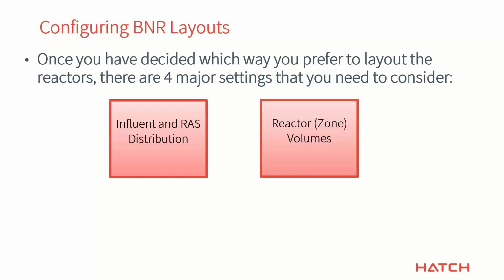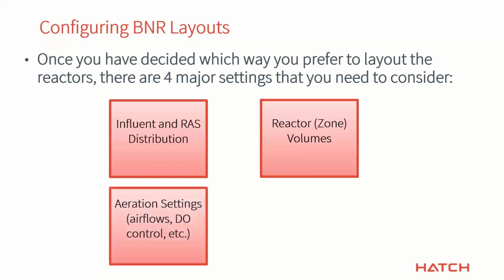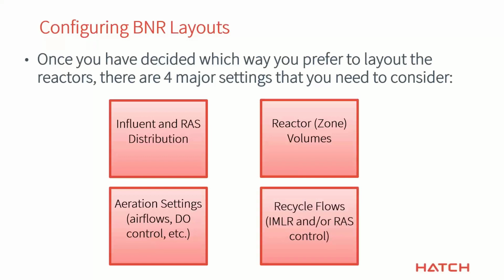You also need to decide how I'm going to set up the reactor or zone volumes for each one of those parts. Also the aeration settings throughout the length, and also then my recycle flows. That includes both the way that the RAS comes in and also any internal mixed liquor recycle, so from, say, the end of the aerated zone to the head of the anoxic zone for doing denitrification. Those are all things that are important parts of BNR that you need to specify correctly in your system. So what I'm going to do is show you some slides on each of these 4 things, and then we're going to go into a desktop demonstration where I'm going to build one of these things from scratch.